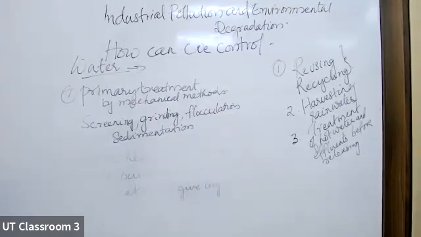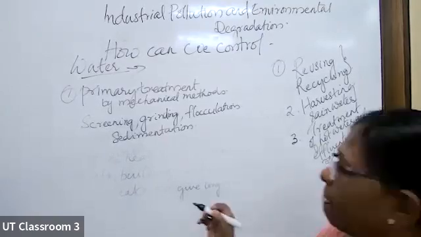So screening is to identify the particles, and grinding is to make them small. Then flocculation allows it to flow, and then the unwanted things settle, and fresh water will be allowed to flow. Sedimentation is also allowing the sediments to settle. Got it? All these things come in which method? Primary treatment. Now we are coming to the secondary treatment.